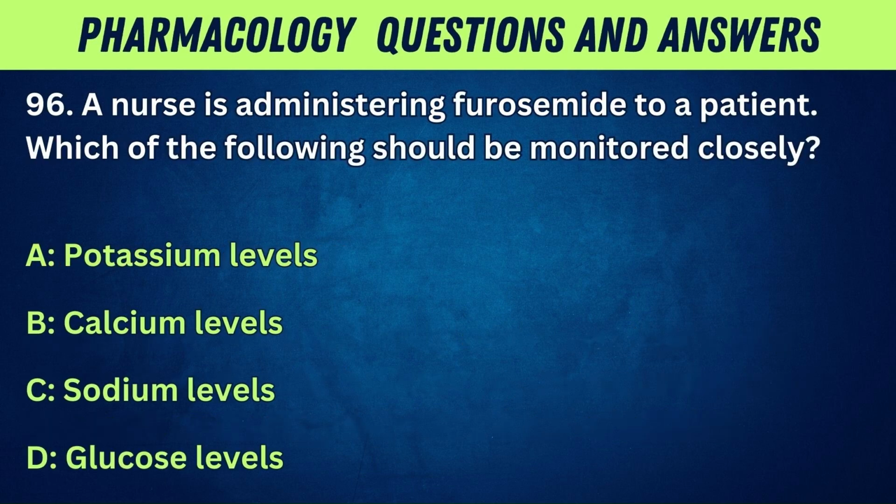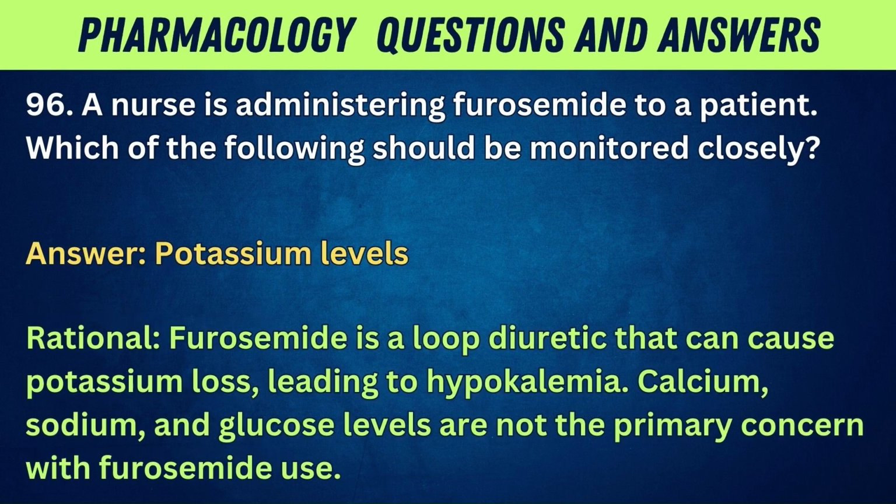96. A nurse is administering furosemide to a patient. Which of the following should be monitored closely? A. Potassium levels. B. Calcium levels. C. Sodium levels. D. Glucose levels. Answer: potassium levels. Rationale: Furosemide is a loop diuretic that can cause potassium loss, leading to hypokalemia. Calcium, sodium, and glucose levels are not the primary concern with furosemide use.